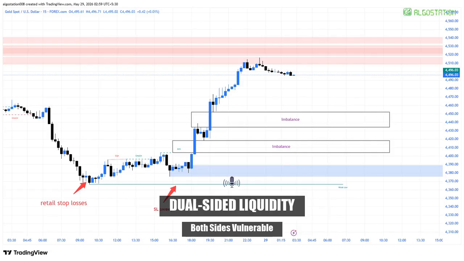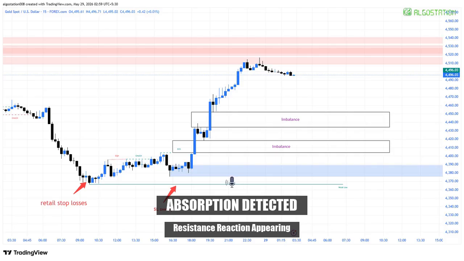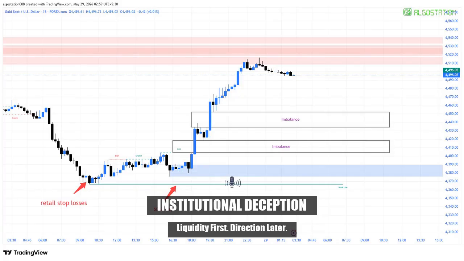Liquidity is now compressed on both sides of price. Buy-side liquidity sits above the highs, while weak longs place stop losses beneath consolidation lows. Notice the rejection wicks forming near resistance. Buyers are still active, but sellers are beginning to absorb momentum. This creates the conditions for volatility expansion. Institutions love uncertainty. When retail traders become overly confident in one direction, smart money often engineers a move into liquidity before revealing the true expansion.